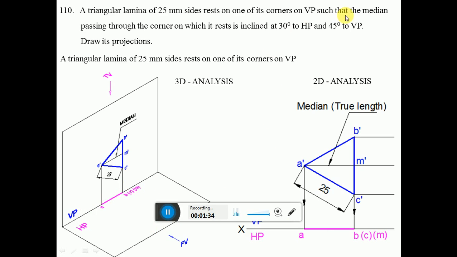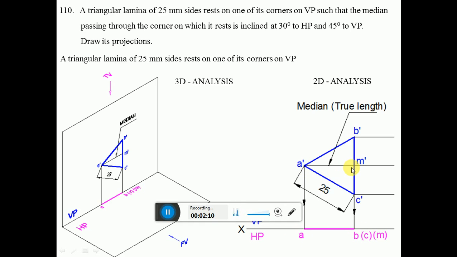He says the median, which is the median joining the corner to the midpoint of the opposite side. So you can have three medians here. One is A dash M dash, another one is B dash to A dash C dash, and the other one is C dash to A dash B dash. Which one do we have to consider? The one which is in true length. The one which is going to be in true length is A dash M dash, because A dash M dash is parallel to HP. So AM is also in true length, and AM is also parallel to VP. So I am getting the true length here.